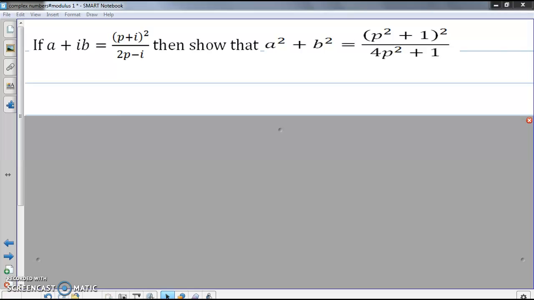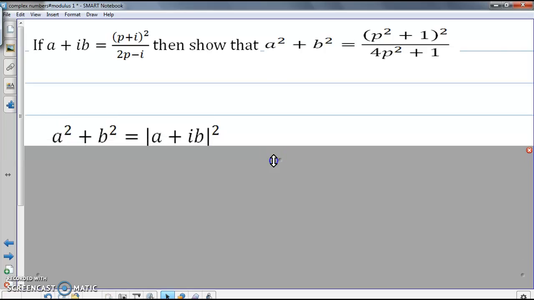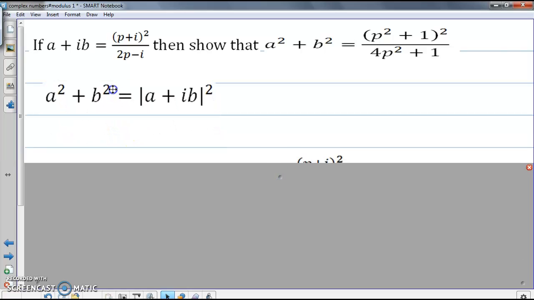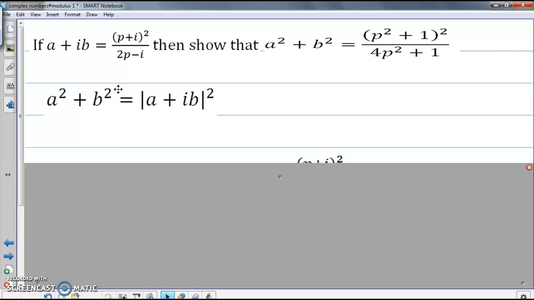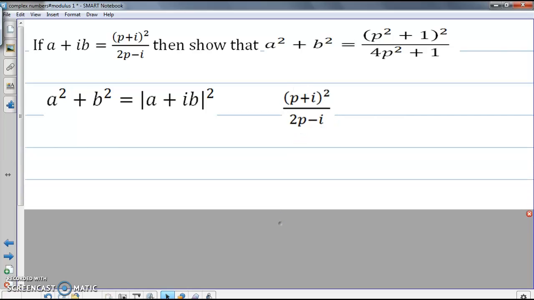In the first problem, we are given a plus iota b and we want to show a square plus b square. Now a square plus b square, as we know, is mod of a plus iota b whole square. So we take mod on these two and then squaring, we get this as, taking modulus, modulus of a plus iota b is equal to this square.